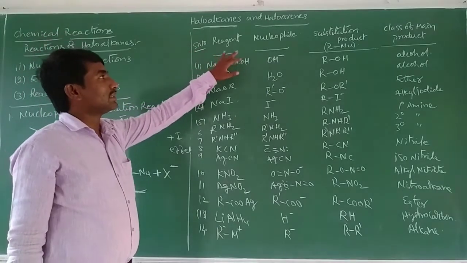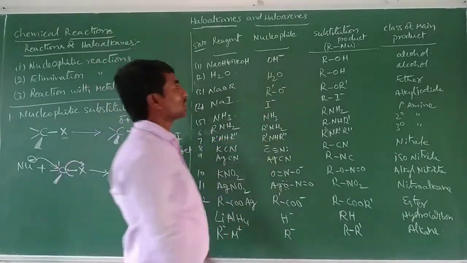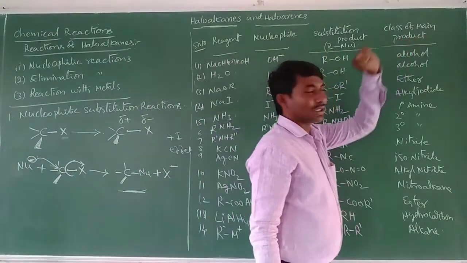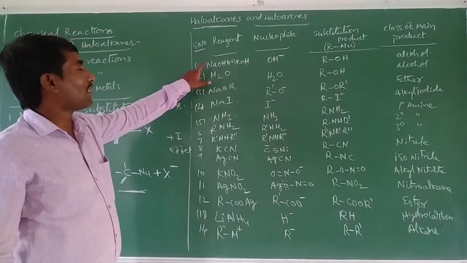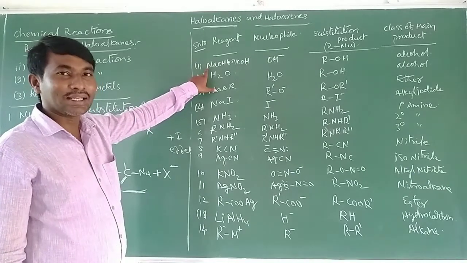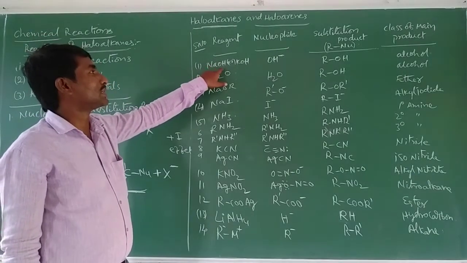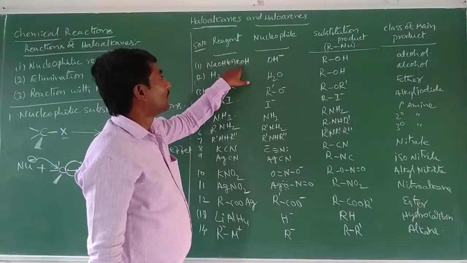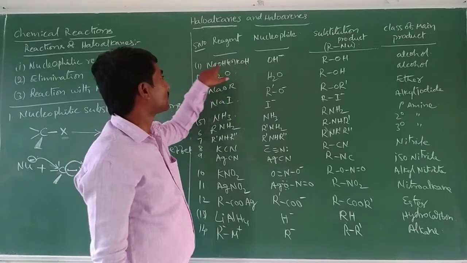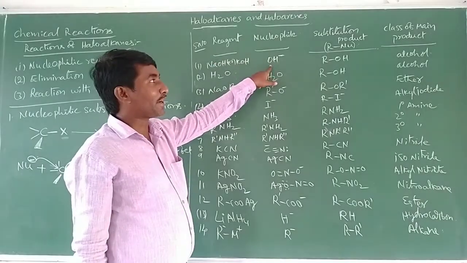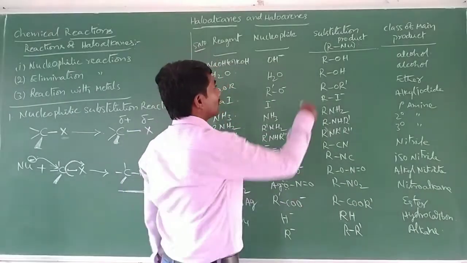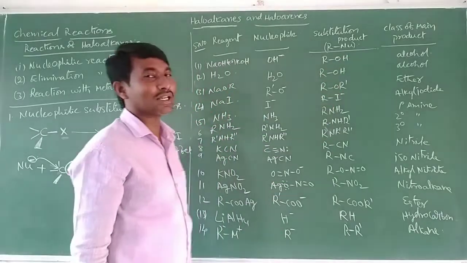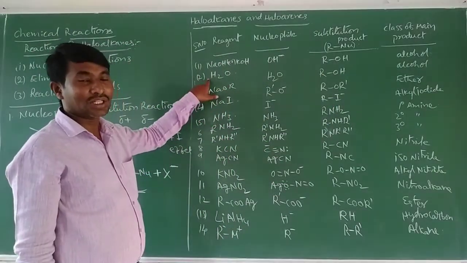The table has serial number, reagent, nucleophile, and substitution product, with the general formula R-Nu, an alkyl group with the nucleophile, and the class of main product. First, when an alkyl halide or haloalkane reacts with aqueous NaOH or KOH, the nucleophile is OH minus, from K plus OH minus or Na plus OH minus. That gives ROH, an alcohol.